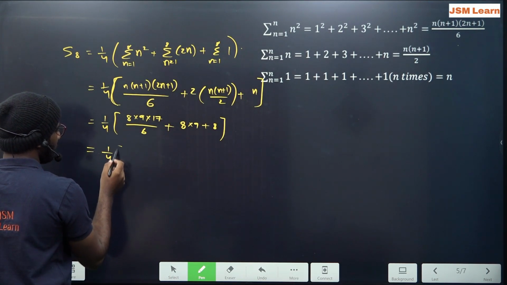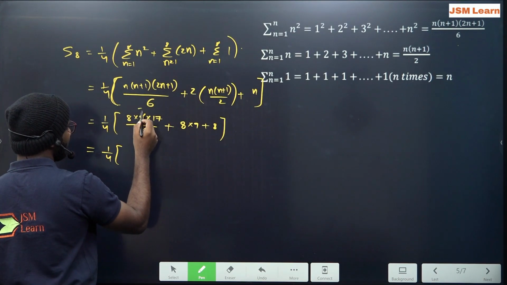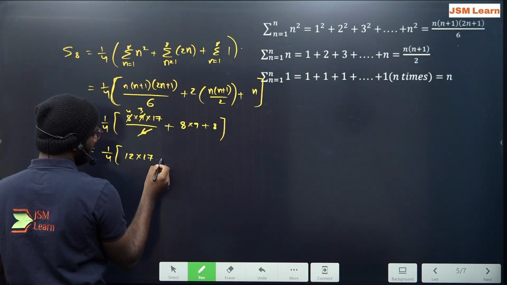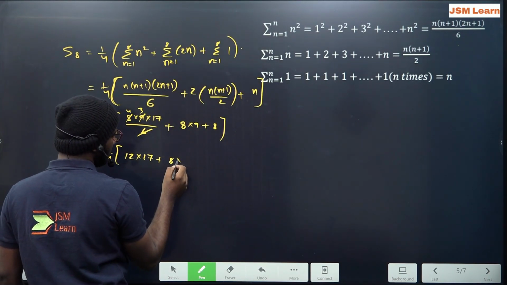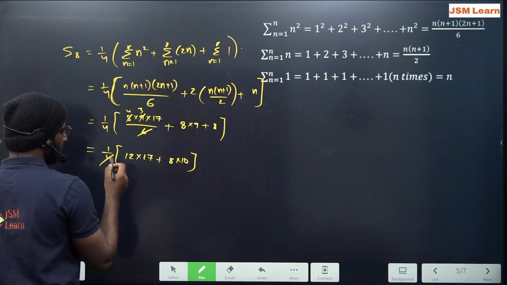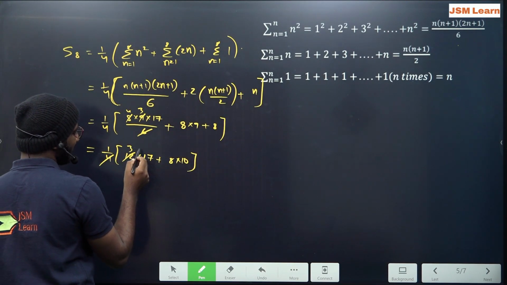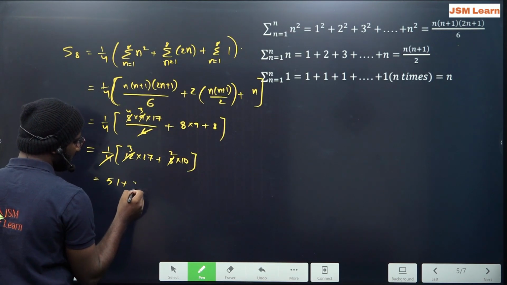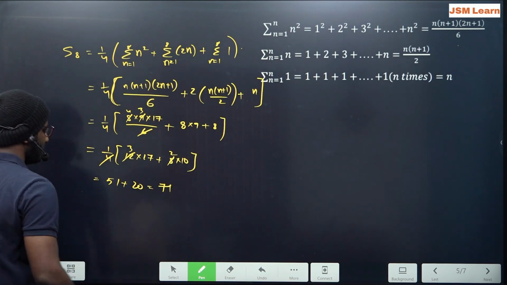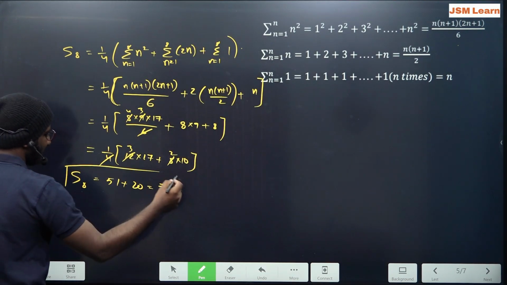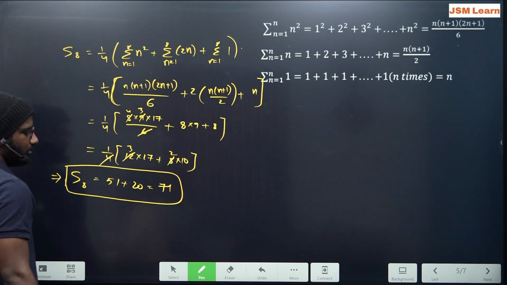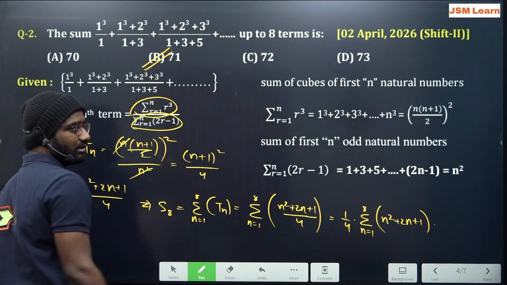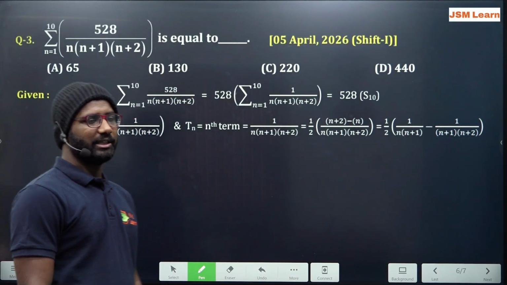On cancelling 6 with the 9 and 8, we get 12 times 17 plus 8 into 10. On cancelling with 4, we get 3 times 17 plus 2 times 10, that is equal to 51 plus 20, that is equal to 71. So we got the sum of 8 terms of this sequence is equal to 71. So we got option B as our answer. Let's see the next question.